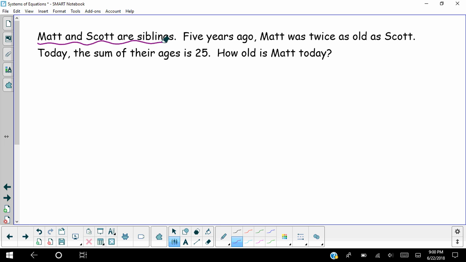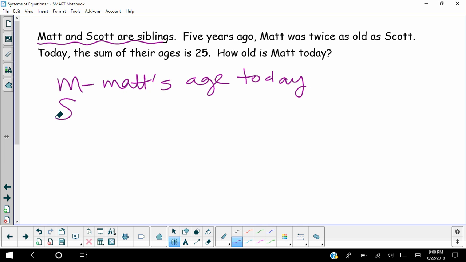So it talks about Matt and Scott. So we're going to use M for Matt's age today. And we're going to use S for Scott's age today.